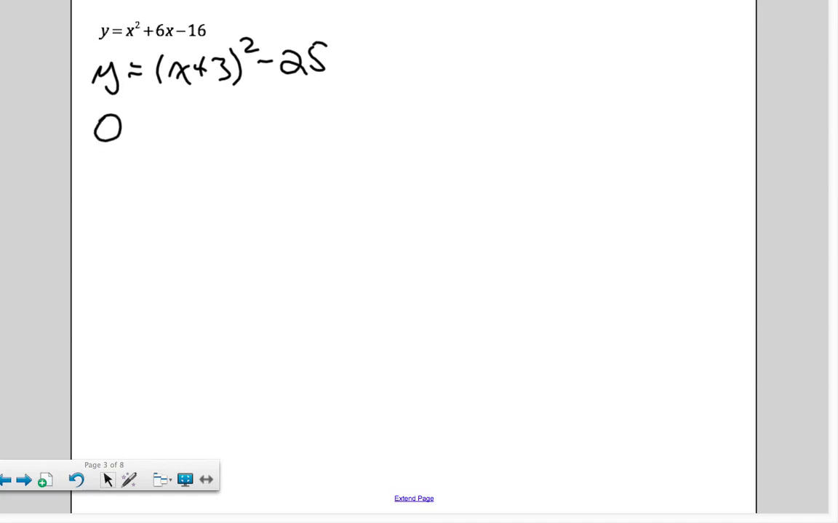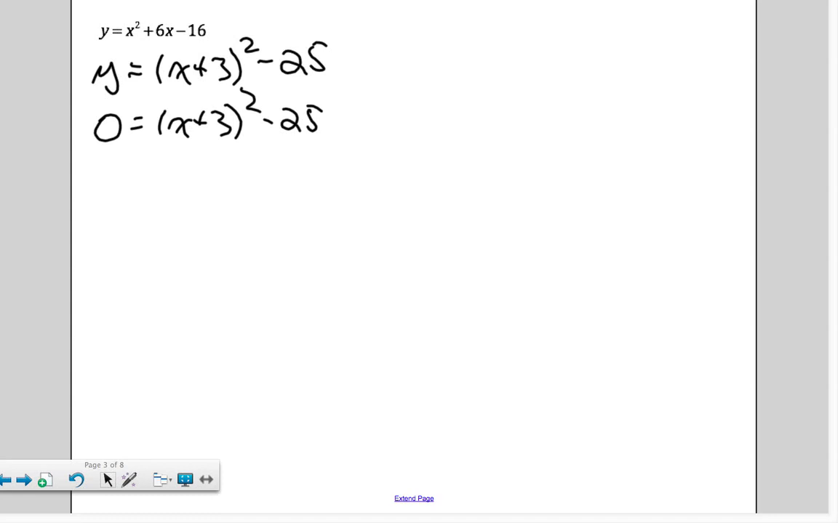Okay, so we saw that this equation was the same thing as x plus 3 quantity squared minus 25, right? We did complete the square. These two equations are equivalent. But what does x-intercept mean again? Y is equal to 0, right? X-axis. So we basically want to solve, when y is equal to 0, for x. In other words, what value of x in this equation will give us 0?